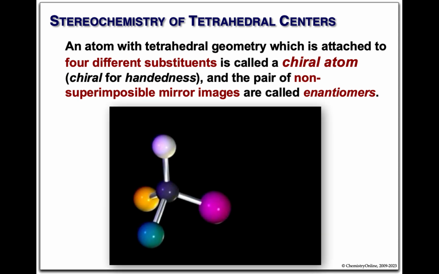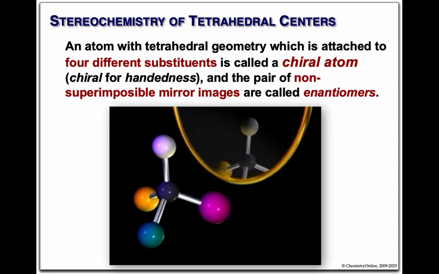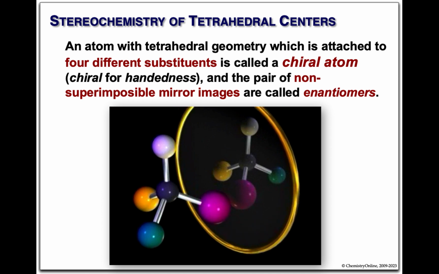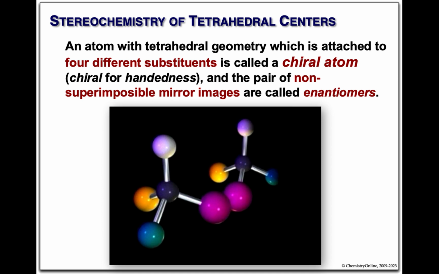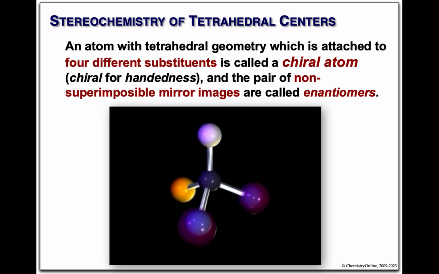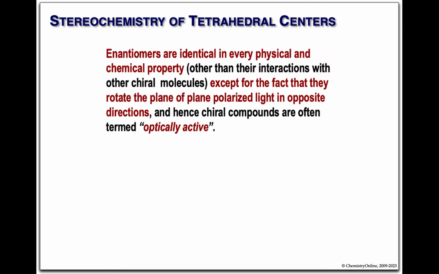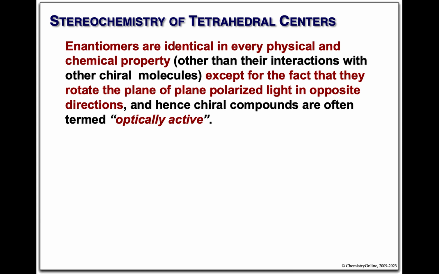Now this is a fancy little movie that says the same thing I just said. Here's our mirror. That's our mirror image. And when you move these to superimpose, obviously they don't line up. Enantiomers, a compound and its mirror image, are identical in virtually every physical and chemical property, except that they rotate the plane of plane polarized light. Hence they've earned the name optically active.